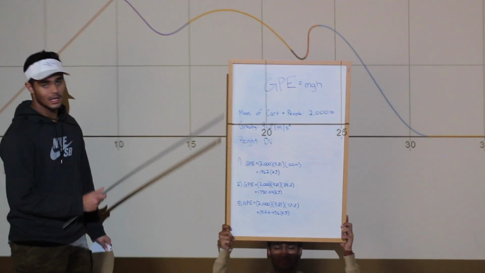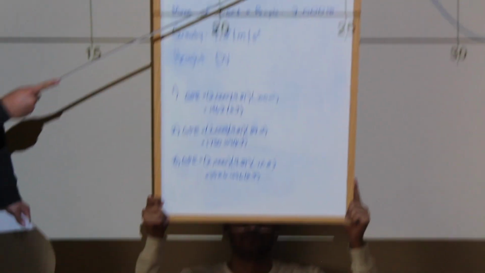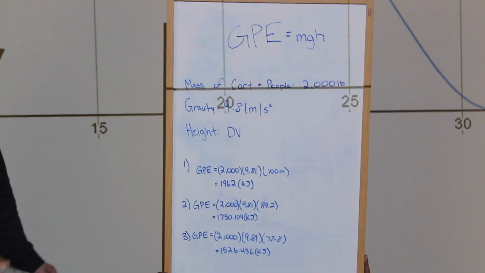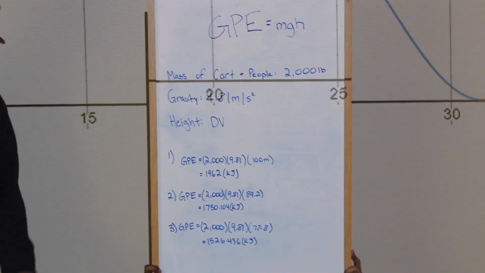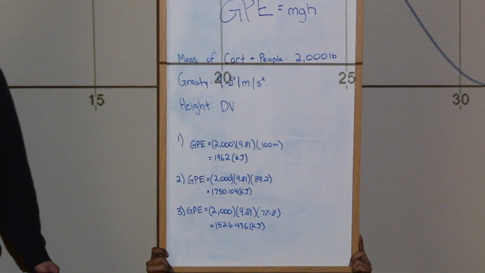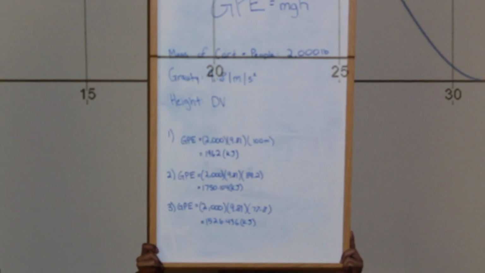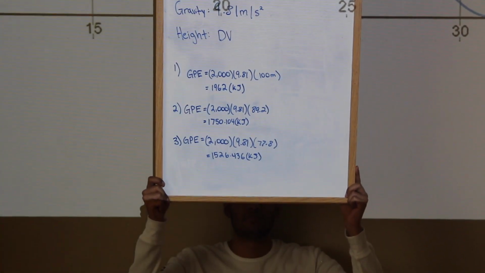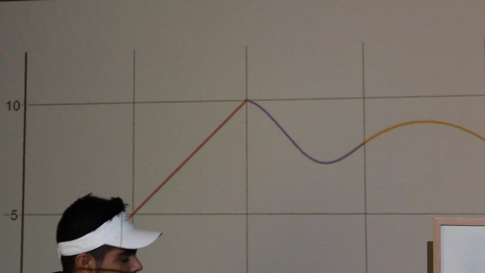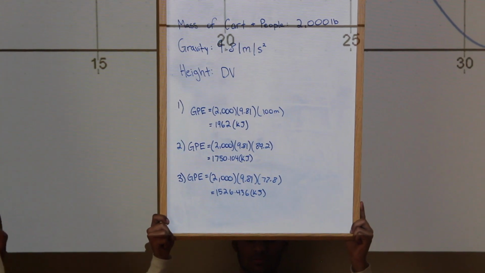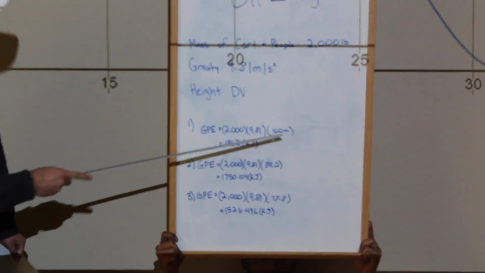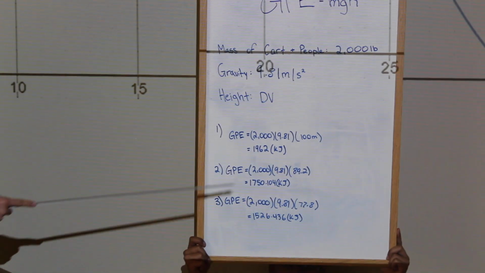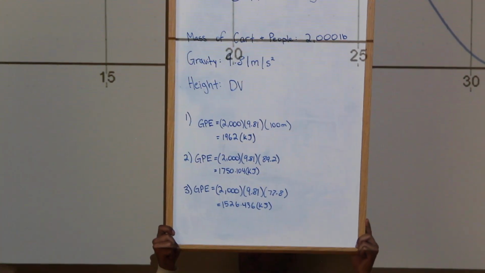So, as you can see here, gravitational potential energy is equal to mgh: mass, gravity, and height. The mass of our cart plus the people on average is about 2,000 kilograms. Gravity is always a constant of 9.8 meters per second squared, and the height is our dependent variable. So at our first absolute max, located right here, the mass is 2,000 kilograms, the gravity is 9.81 meters per second squared, and the height is 100 meters.